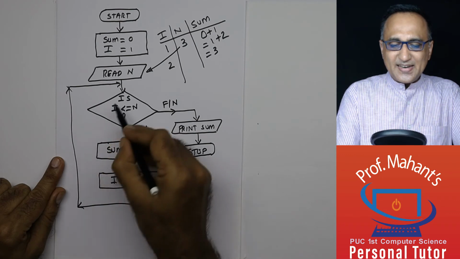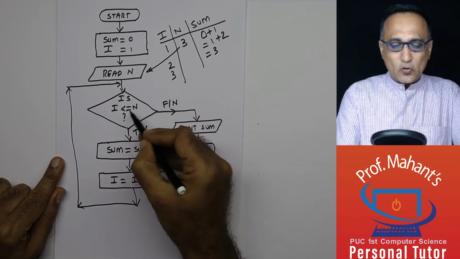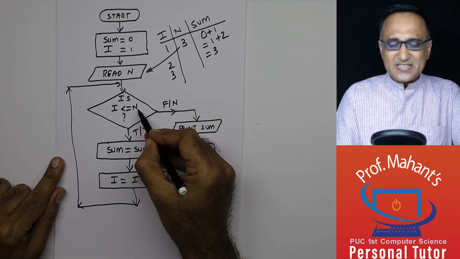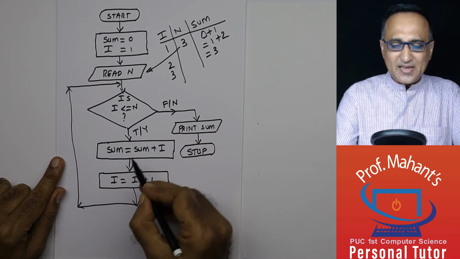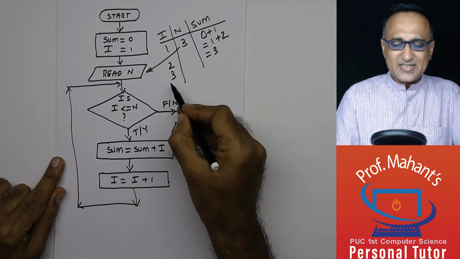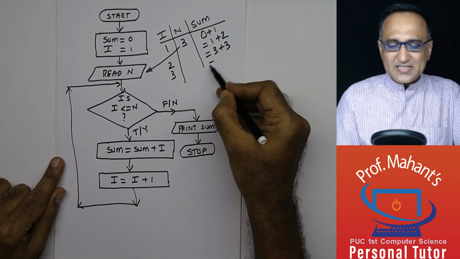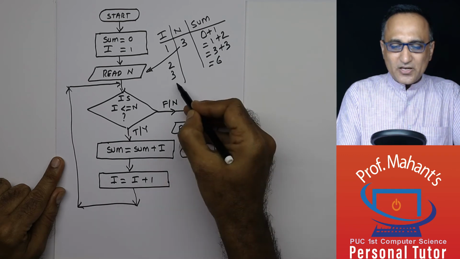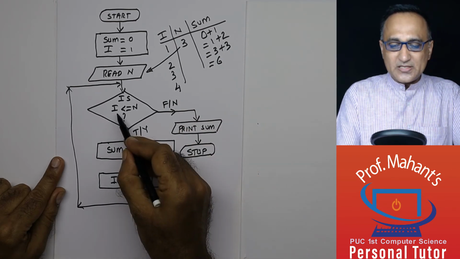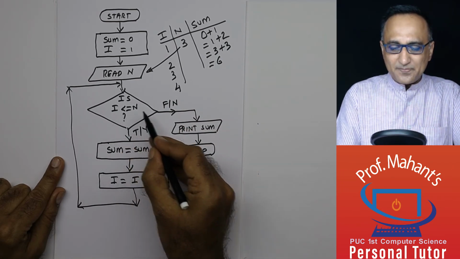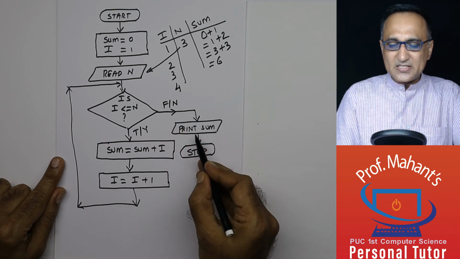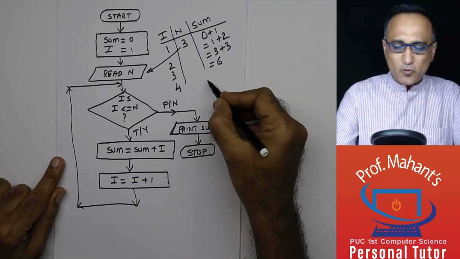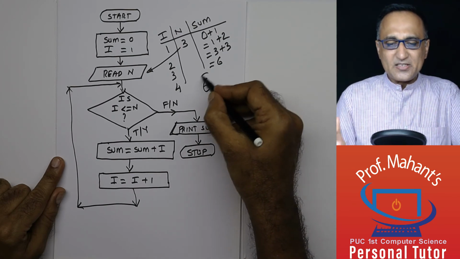Is 3 still less than 3? No, but it's equal to 3, so it's still true. Sum is sum plus I. 3 plus 3, sum is equal to 6. Now I ends up becoming 4. Is 4 less than or equal to 3? It is false. I come here, I print sum. This is a parallelogram. I print sum. What do I print? Sum is 6. So 6 is printed as the output on the screen and then I stop.